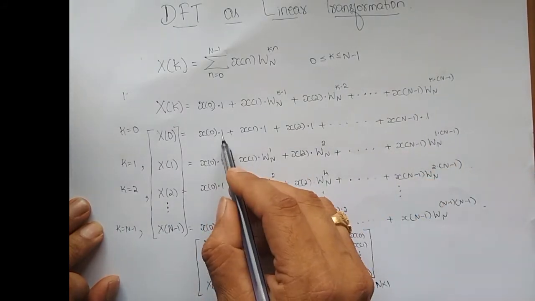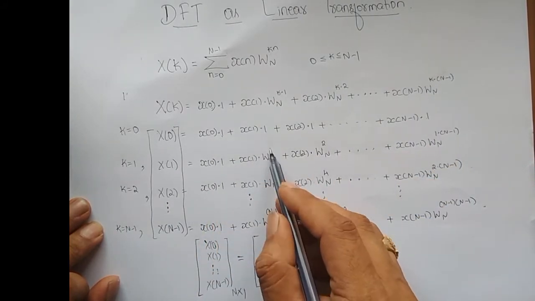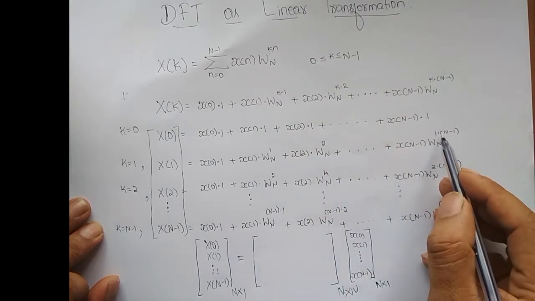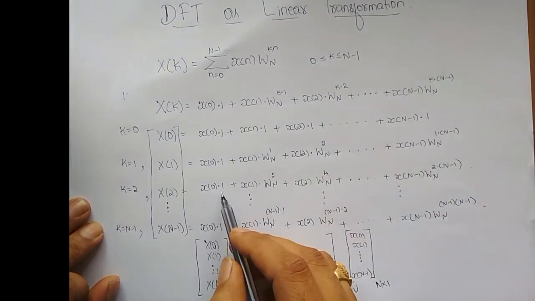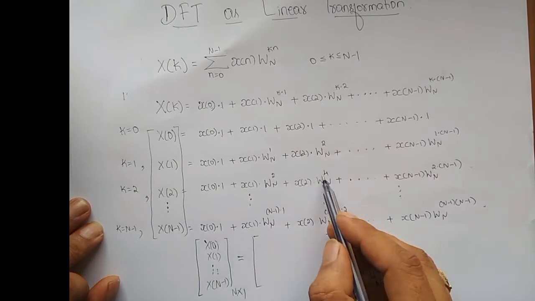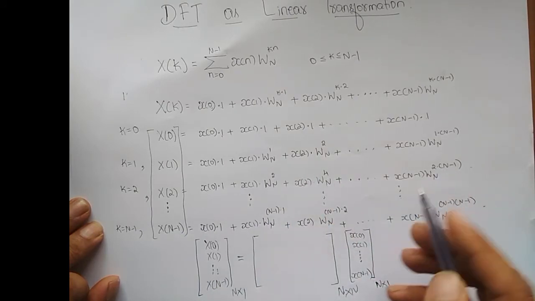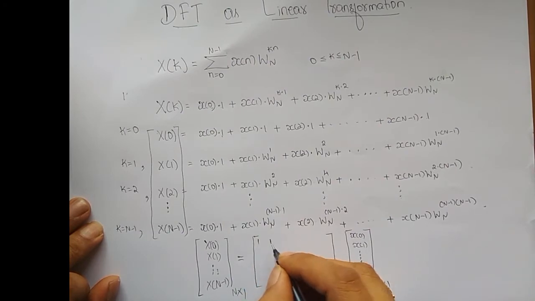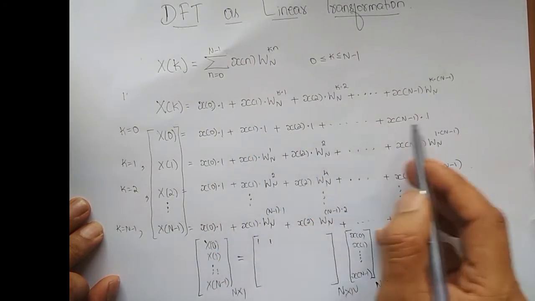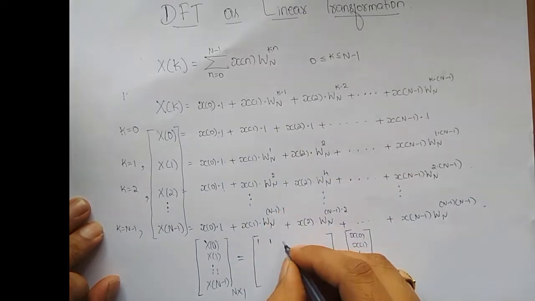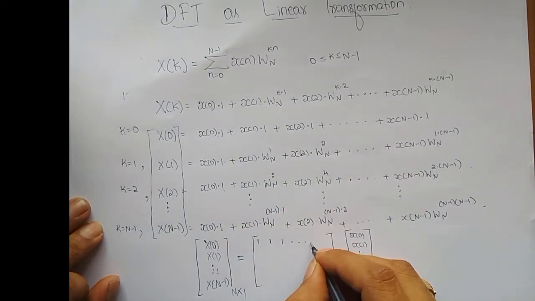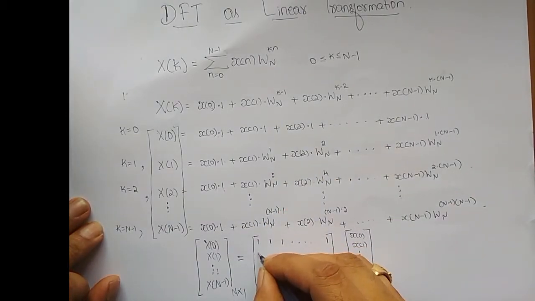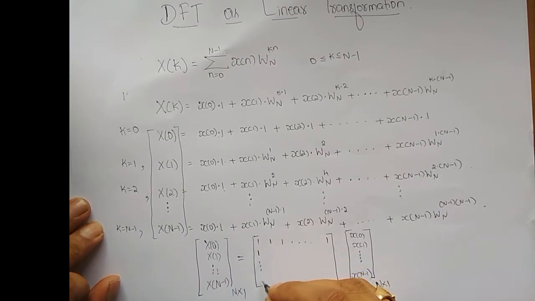Next row of the matrix is 1, Wn power 1, Wn power 2, up to Wn power 1 times n minus 1. Next row is 1, Wn power 2, Wn power 4, up to Wn power 2 times n minus 1, and it goes on. So ultimately what is this? First row is everywhere 1, and first column is everywhere 1, right? So this is 1, dot dot dot 1, and the first column is also 1, dot dot dot 1.